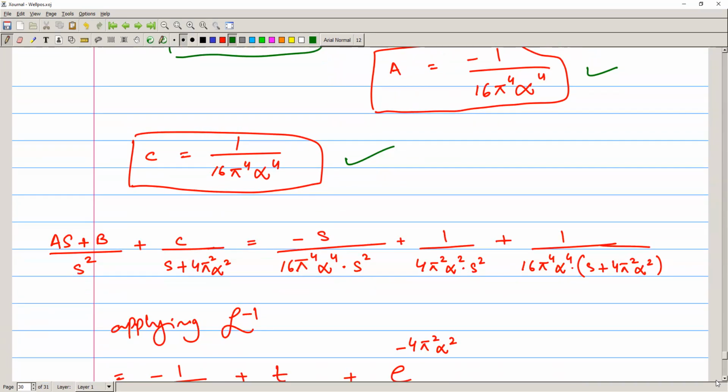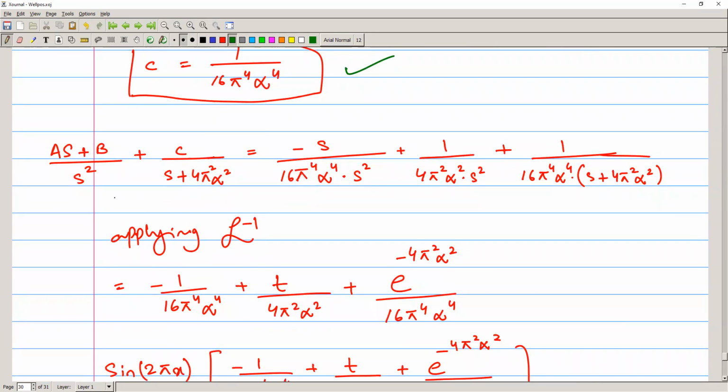So now we can write as plus b over s squared plus c over s plus 4 pi square alpha square in this form, because we have found the partial fractions. We can write it in this form, and then we can easily apply the Laplace inverse transform. So this s will cancel with this. When we apply the Laplace inverse transform to this one, we will get negative 1 over 16 pi 4 alpha 4, because the Laplace inverse of 1 over s is simply 1.